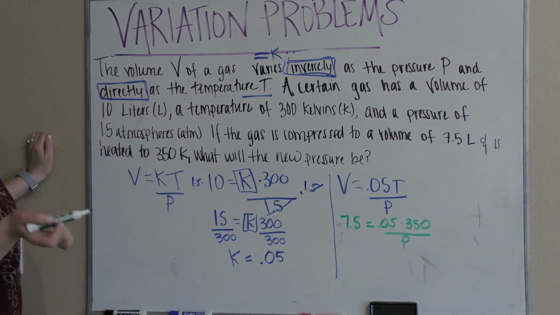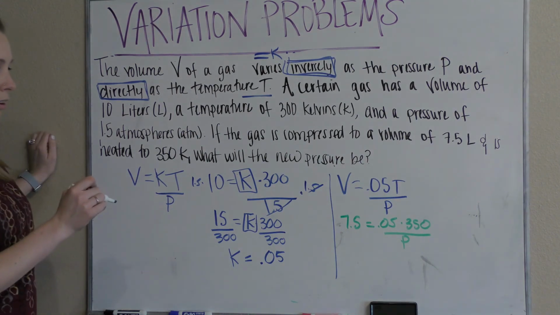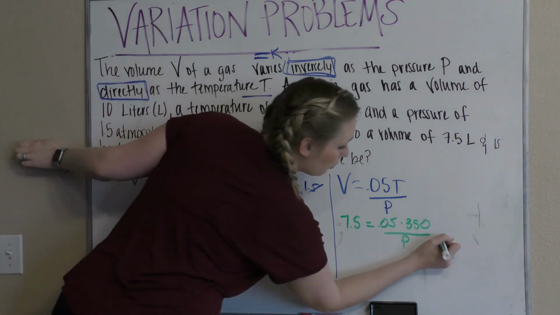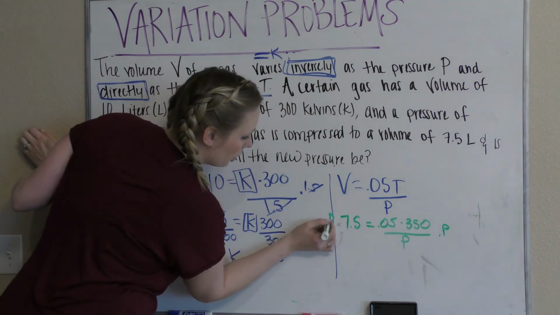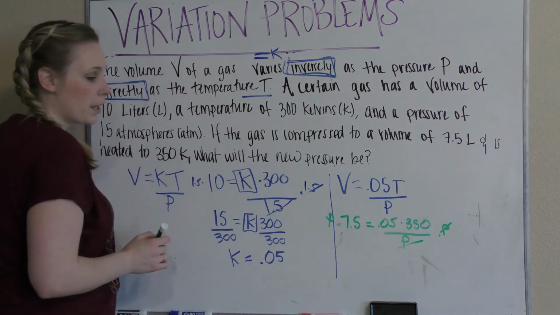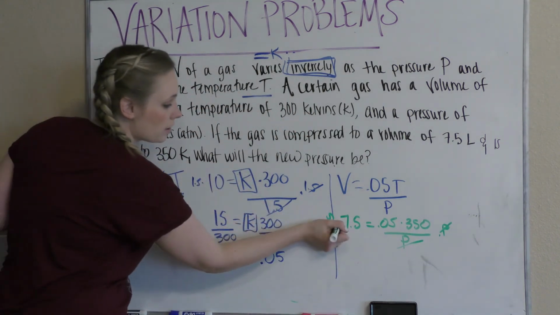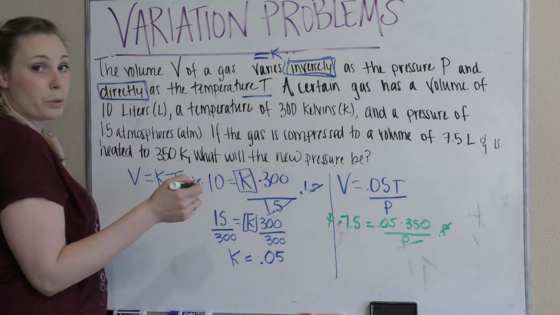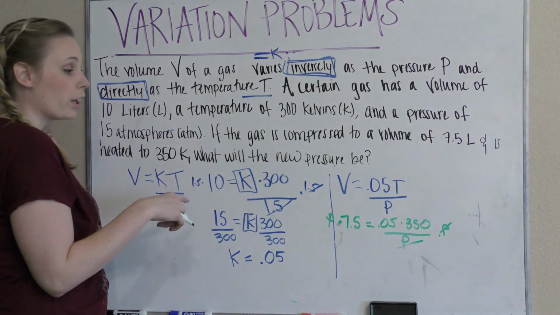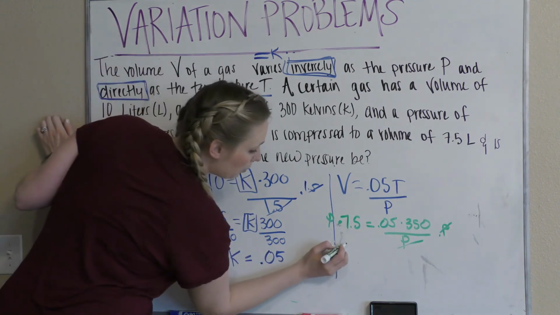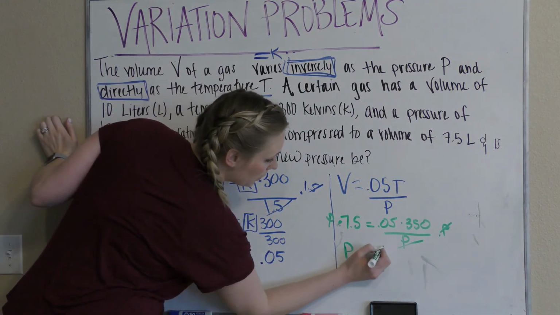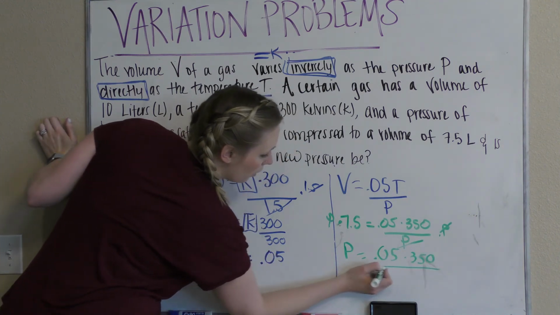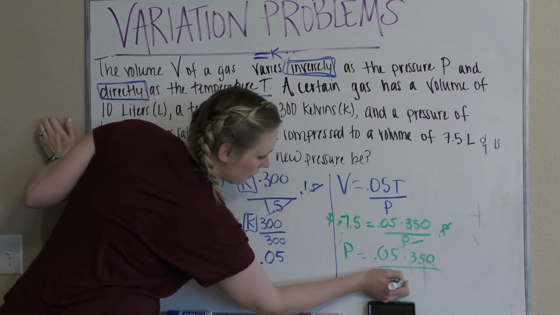So we have P in our denominator. To clear it, multiply by P on both sides. If I multiply by P, this clears. I have P times 7.5. So in order to get P by itself, I'm going to divide by 7.5. So I'm going to have P equals 0.05 times 350 all over 7.5.